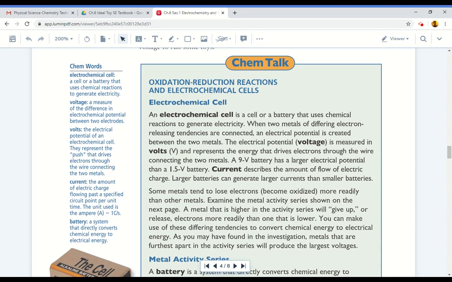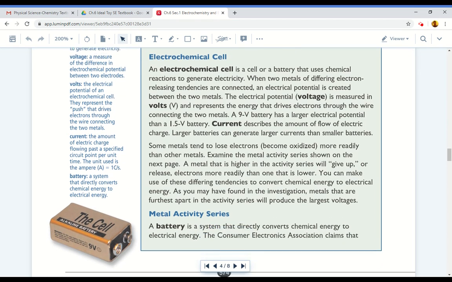Electrochemistry and Batteries. Chem Talk. Oxidation reduction reactions and electrochemical cells. Electrochemical cell. An electrochemical cell is a cell or a battery that uses chemical reactions to generate electricity.